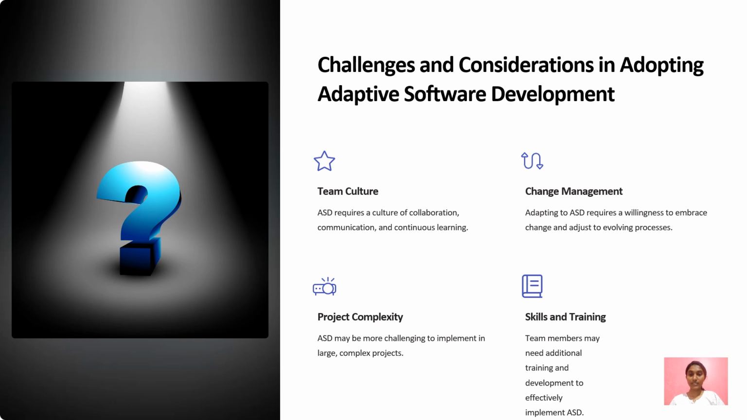Challenges and considerations in adopting adaptive software development. Let's see the challenges, what are all the challenges that are faced, and the points that we take into consideration for adopting adaptive software development. The first one is team culture, as the name says, team. So for adopting adaptive software development, we should work as a team instead of working as individuals. Working as a team requires a culture of collaboration, communication, and continuous learning.